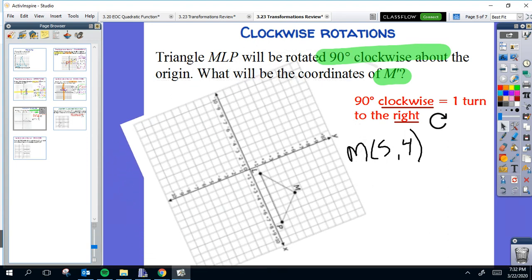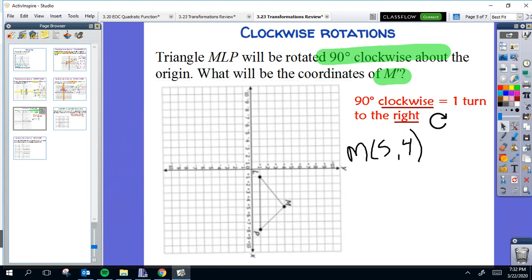After I rotate it one time to the right, I'm going to still focus on the m value, but now I'm going to forget what the original numbers were on the original axes. So what that means is I'm going to forget about these numbers that were originally on the graph.